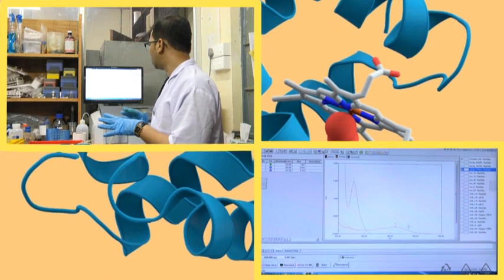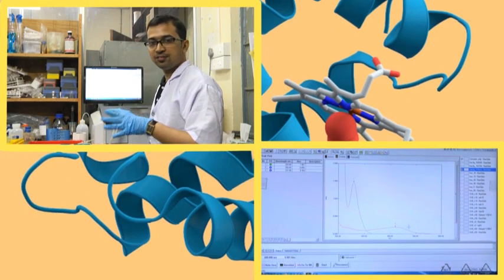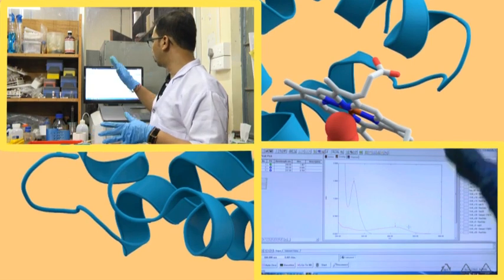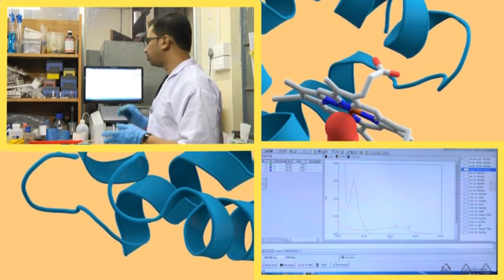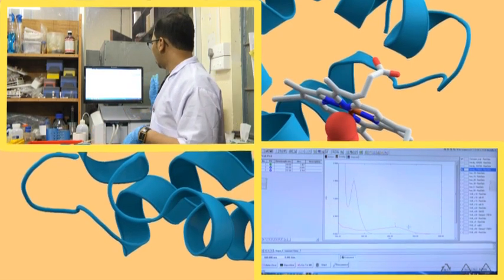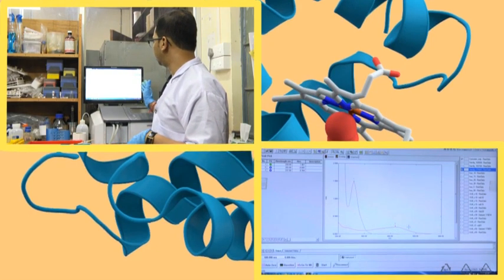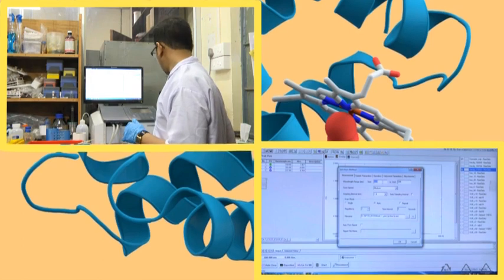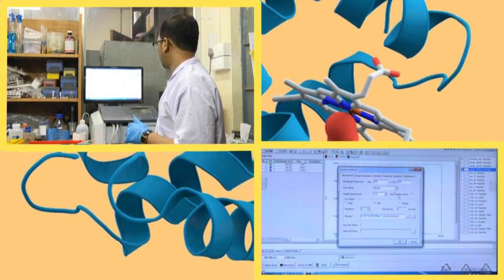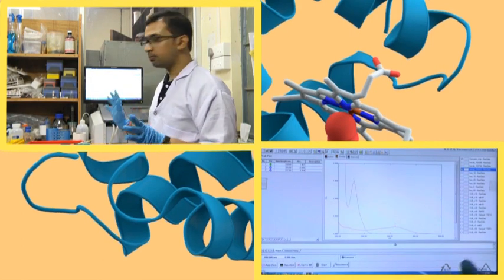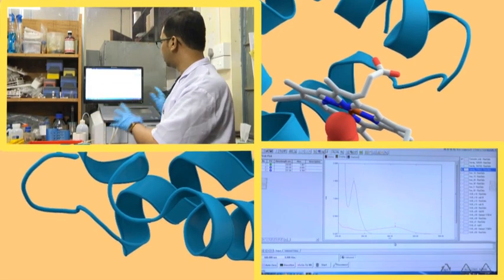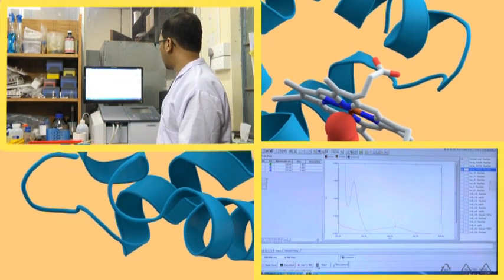Why? Because it is very necessary not to waste the lamp intensity, because the lamp will be scanning from 600 to 200 and none of the peaks will be coming in this region. That is why we go to method and change from 600 to 500, just to retain the efficiency of this lamp and not waste it. So, we are again doing the start.